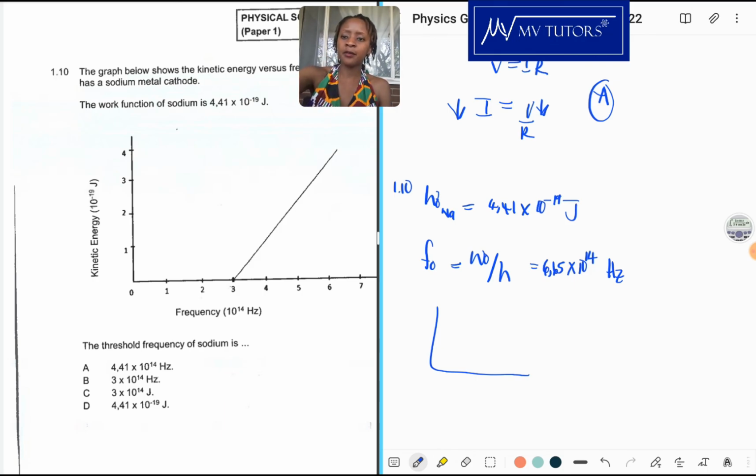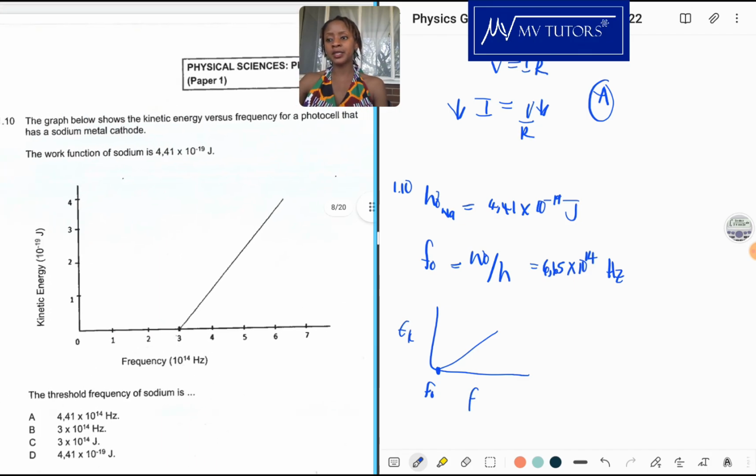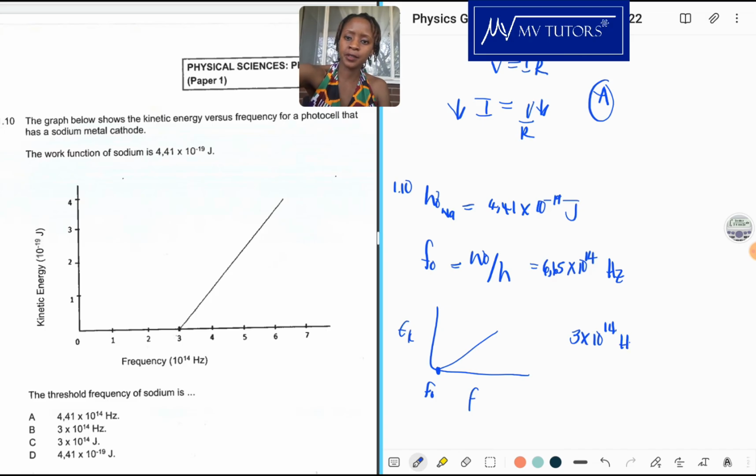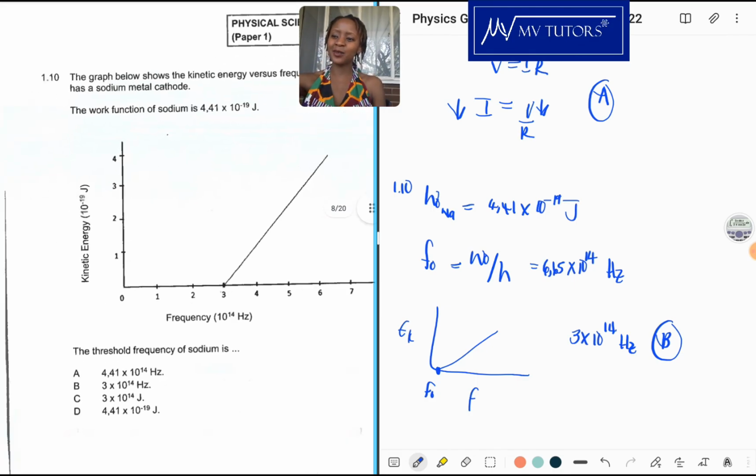Okay, remember, if you have kinetic energy versus frequency, where that line touches the x-axis, that is your threshold frequency. If I have a look at the graph without doing any calculation, I would see that the threshold frequency is 3 times 10 to the 14 hertz. Okay, and that would be B. So I would go with B. Okay, and that's it for question 1.